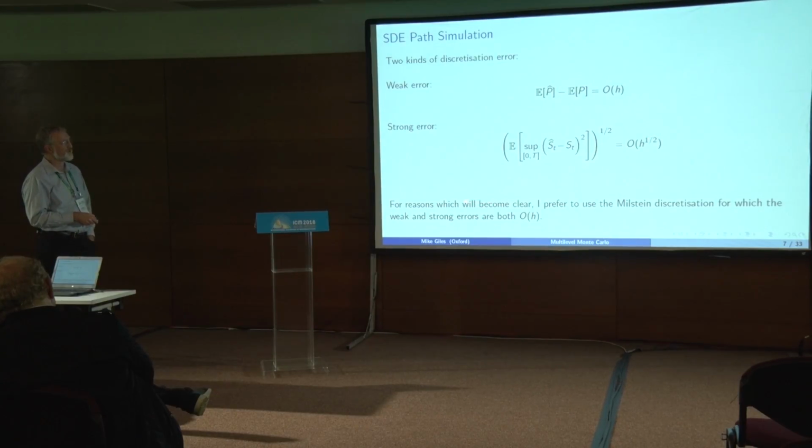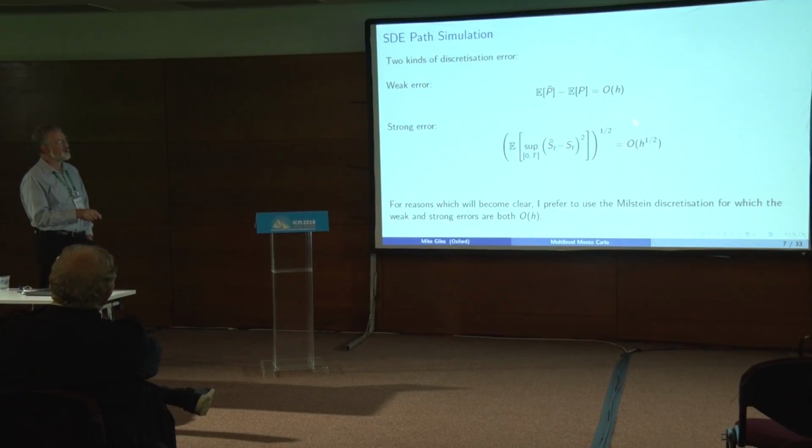But for scalar SDEs and for certain classes of multidimensional SDEs, there's another more sophisticated discretization, the Milstein discretization, for which both of these errors are of order h. And that's in practice the one that I prefer to use wherever possible.